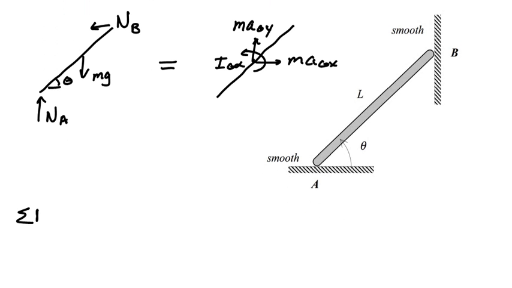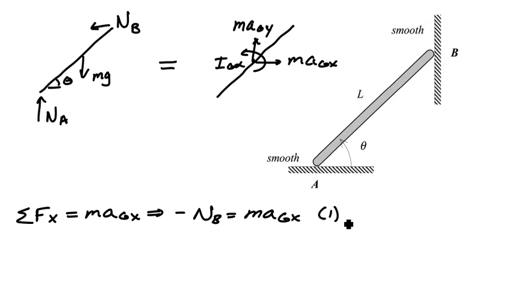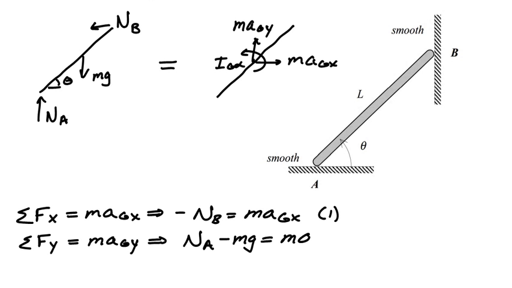So I'll start by saying the sum of forces in the x has to equal m times a_G in the x, and that's going to give me minus NB is equal to m times a_G in the x. Let's call that equation 1. I can also sum forces in the y direction here and set that equal to m times a_G in the y. And if I do that, I'll have NA minus mg is equal to m times a_G in the y, and we can call that equation 2.